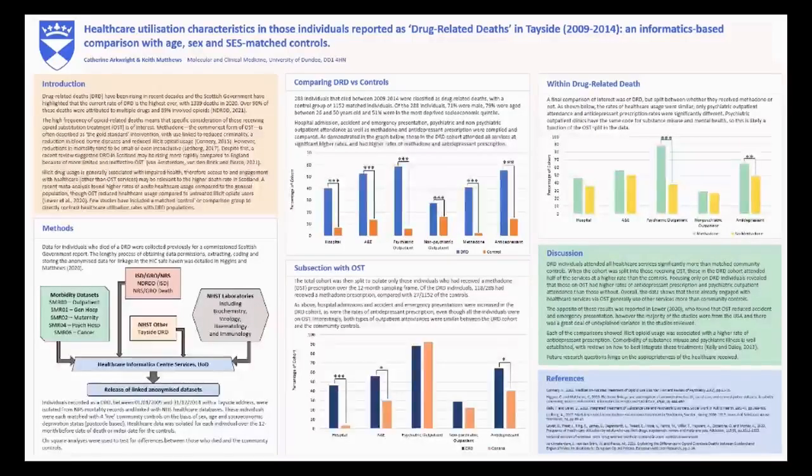My name is Catherine Arkwright, and my poster looks at the healthcare usage of individuals reported as drug-related deaths in Tayside from 2009 to 2014 using an informatics-based approach. So drug-related deaths have been continuously rising worldwide, and Scotland is no exception, with over 1,300 drug-related deaths last year.